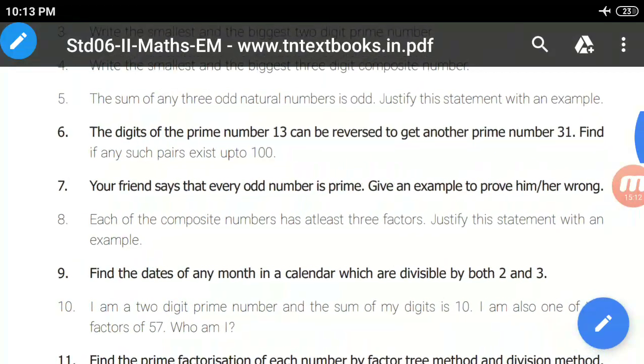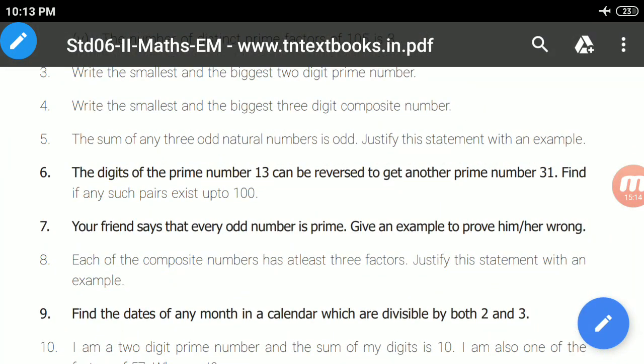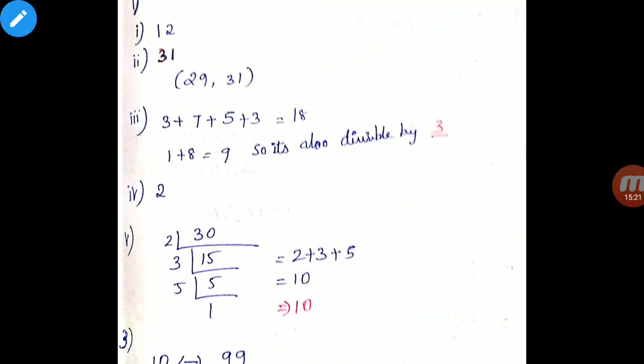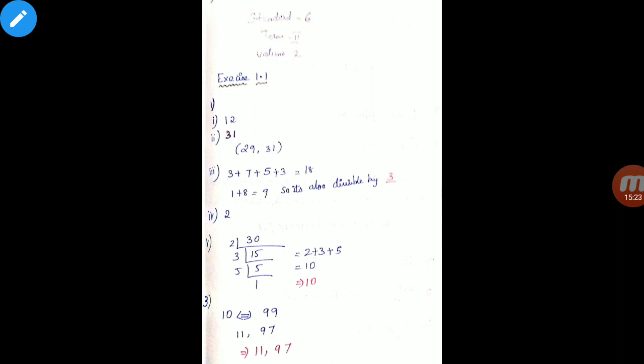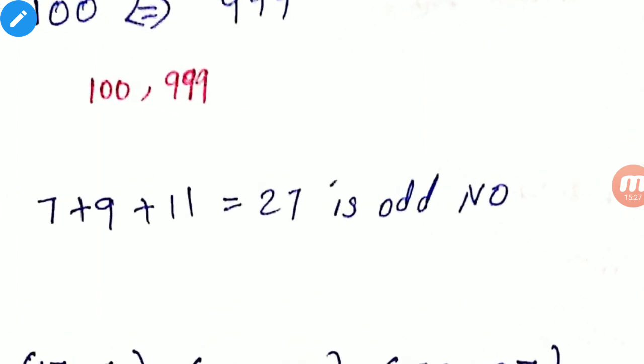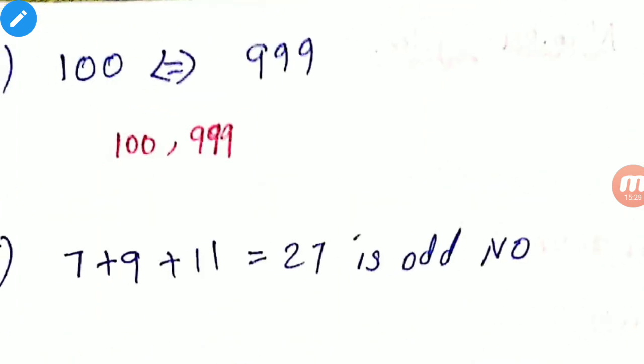Okay, the next question is, write the smallest and biggest 3-digit composite numbers. What is a composite number? If a number is divisible by more than 2 factors, it's called a composite number. The smallest 3-digit number is 100 and the largest 3-digit number is 999. 100 is a composite number because it has more than 2 factors, that is, it can be divided by 1, 10, 5, 20, and so on.